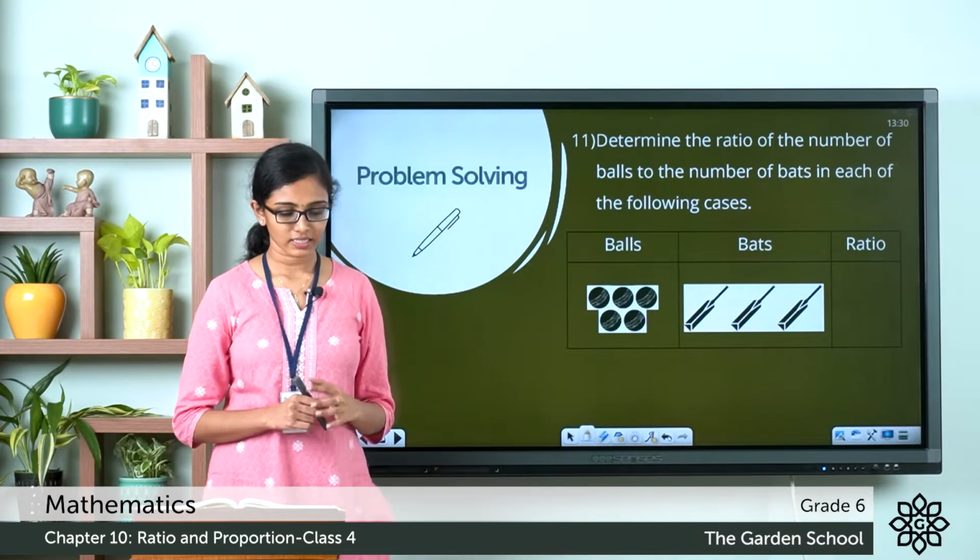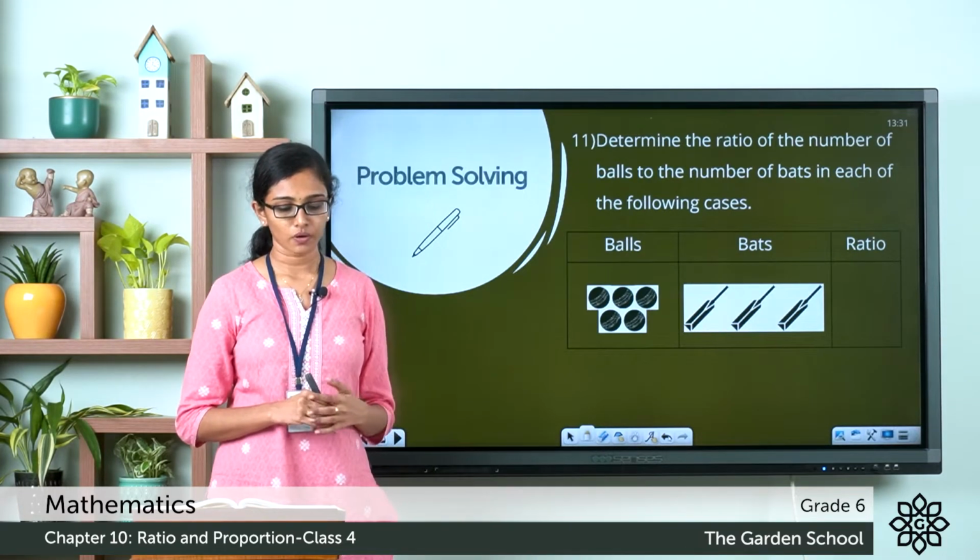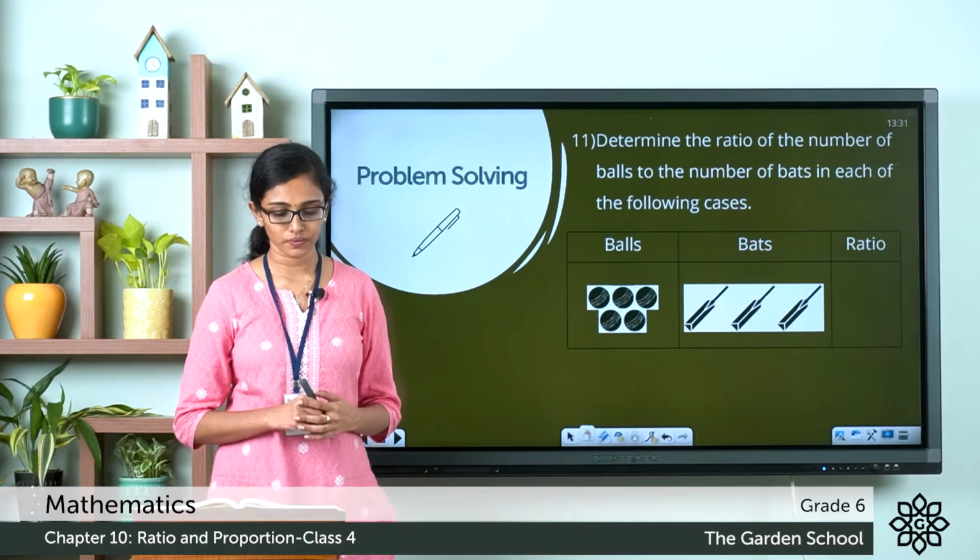The next question says, determine the ratio of the number of balls to the number of bats in each of the following cases.